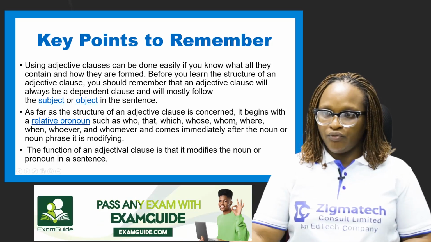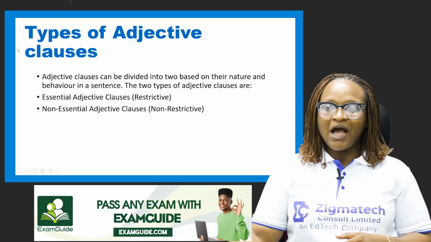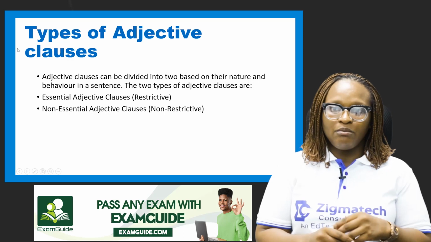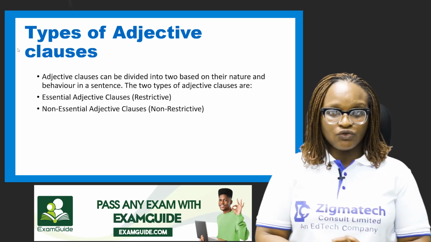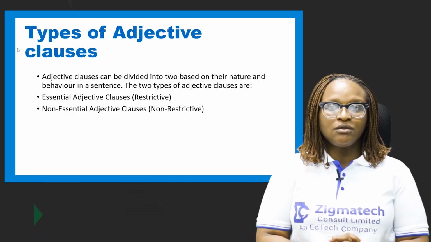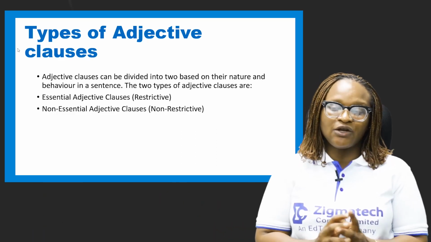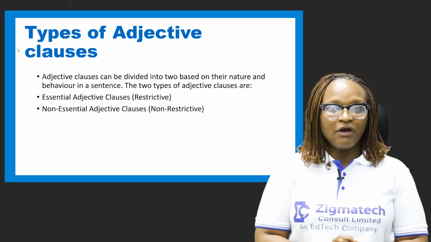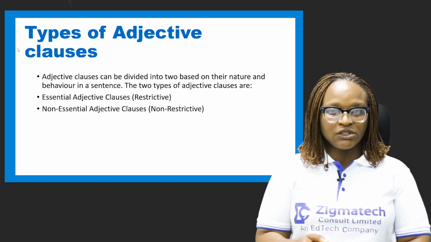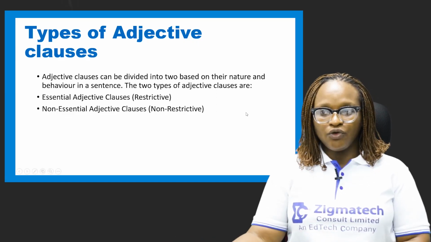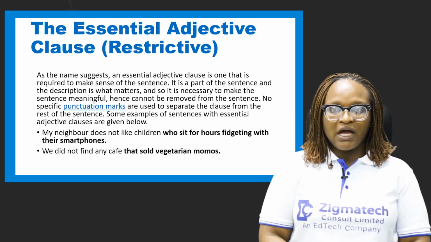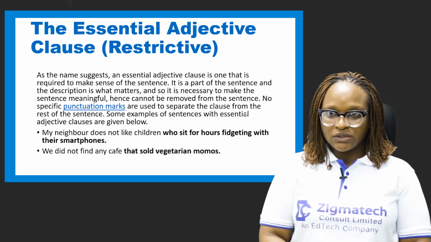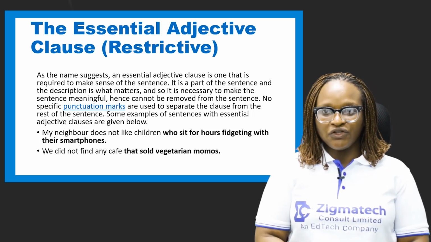Alright, we have types of adjective clauses. Basically, we have two types of adjective clauses. Adjective clauses are divided into two. You have the essential adjective clauses, which can also be called restrictive, and you have non-essential adjective clauses, which is called non-restrictive.